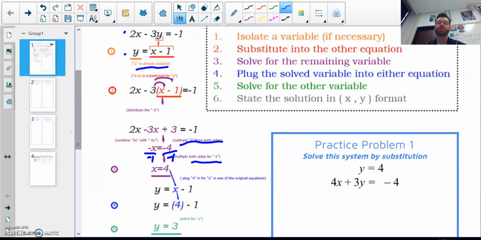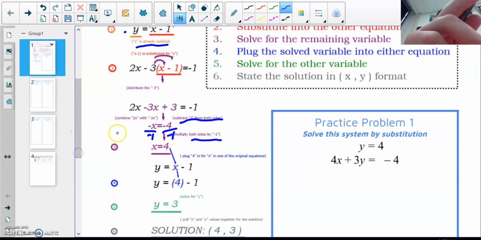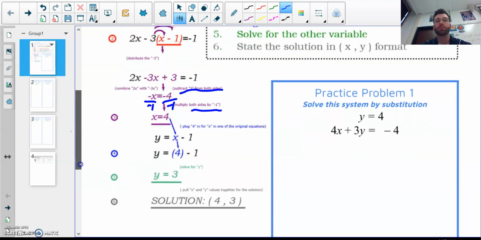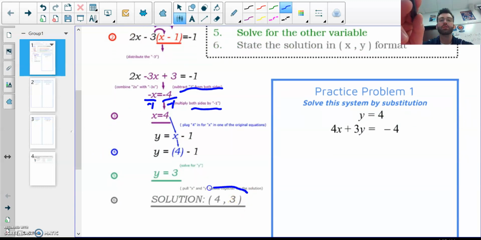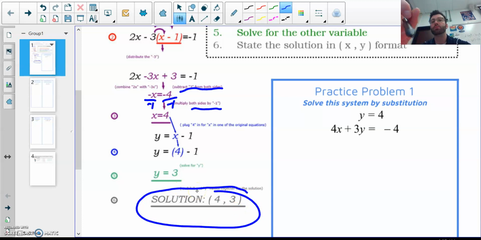But when we solve systems of equations, most times we're going to have an ordered pair as our solution. So now that we found x, we have to substitute x back in to solve for y. Substitute x back in, so I have y equals x minus 1. Well, x is 4, so y equals 4 minus 1, so y equals 3. You want to write your solution, when it applies, as an ordered pair.